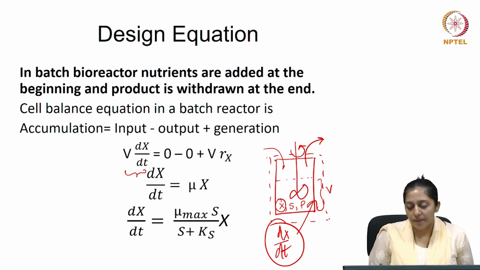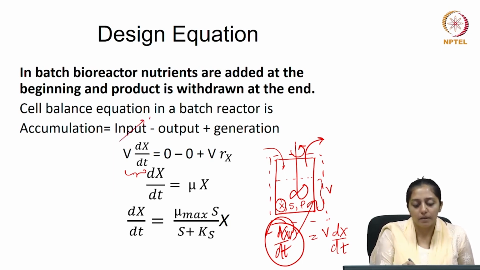Now, it is a mass balance. So, if x is the concentration, it is x times V, where V is the volume of the batch. Now, V being a constant can be taken out from the differential, and it is therefore represented as V times dx by dt on the LHS. Now, input is 0 in this reactor because it is a closed system. The output is also 0. Is there a generation happening?